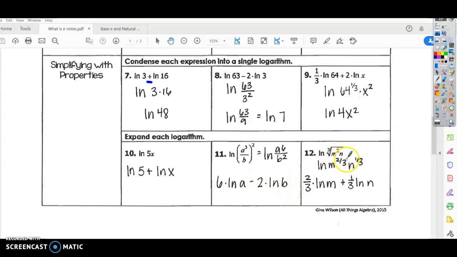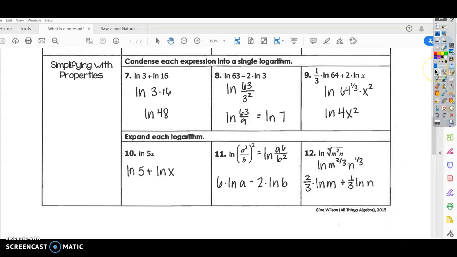Here, cube root is the same thing as a 1/3 power. If it already has a power, that index goes on the bottom. So it'd be 2/3 for m, and then 1/3 for n. And then to expand it, we bring the 2/3 out as a coefficient, log of m. The multiplication becomes addition, and then the 1/3 log of n, just like what we did in the previous lesson.